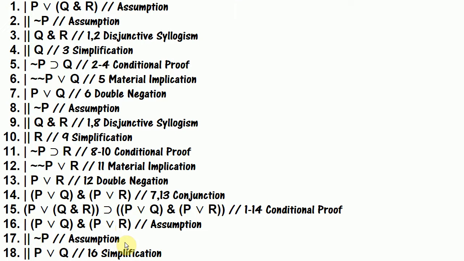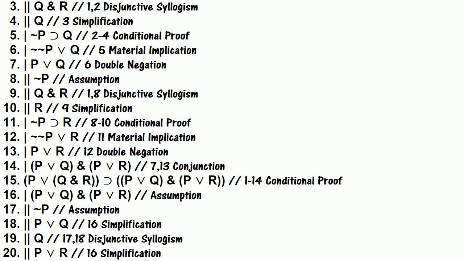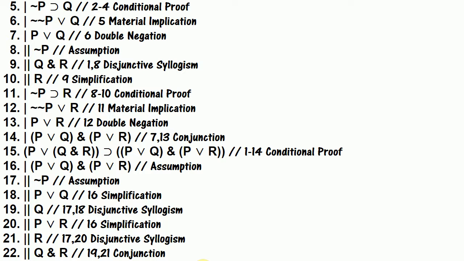Okay, so we move on to line 18, and we get P or Q by simplification. And now we can get Q through a disjunctive syllogism. And we're going to do the same thing to get R. We get P or R through simplification, and we get R through a disjunctive syllogism. And now that we have Q and we have R, we can conjoin them on line 22 to get Q and R. And that's what we're going for.